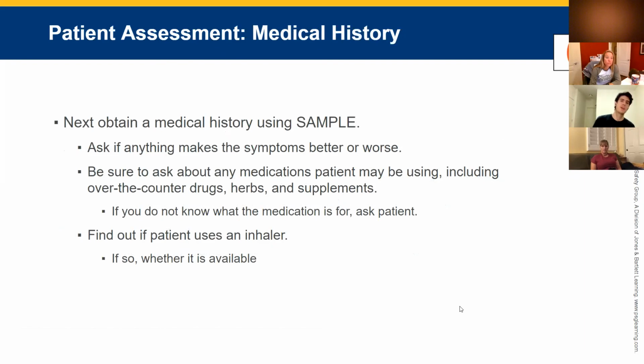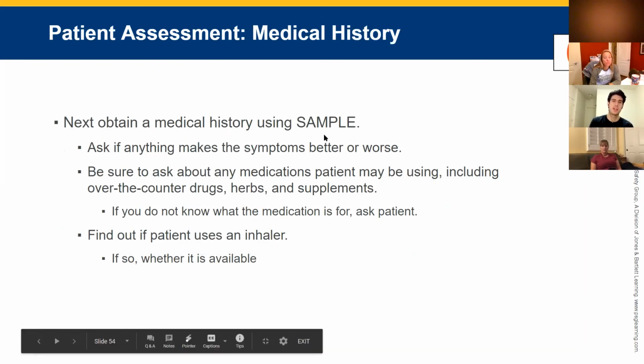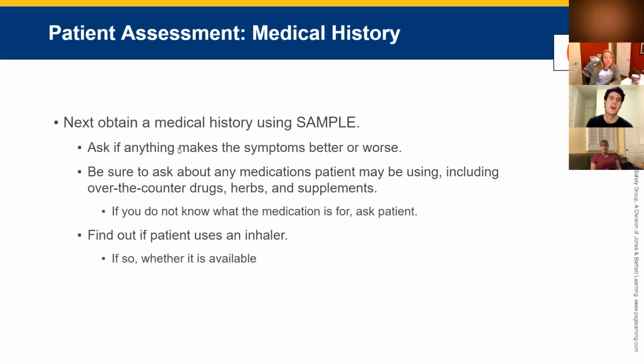All right. So of course, obtain a SAMPLE history. We're doing our assessment. So things that you can ask about with this are, what kind of started this? Did this come out of nowhere? Are you used to having this? Does something make it better or worse? Are you allergic to something? Did you just smoke a cigarette? Do you have asthma? Do you need your inhaler? So just trying to quantify the nature of what's going on, maybe something you could do about it.